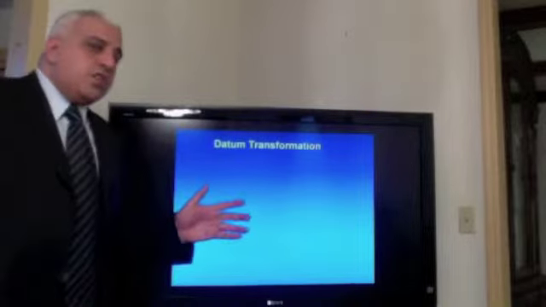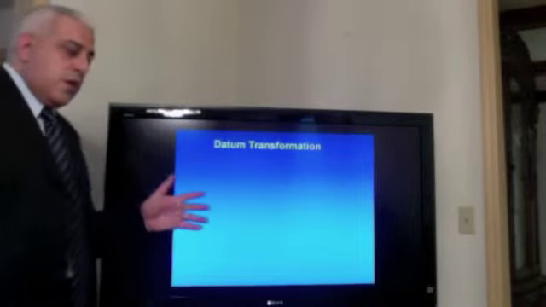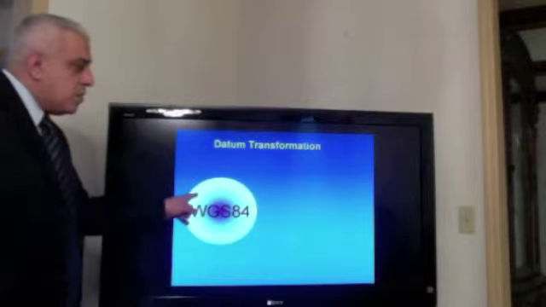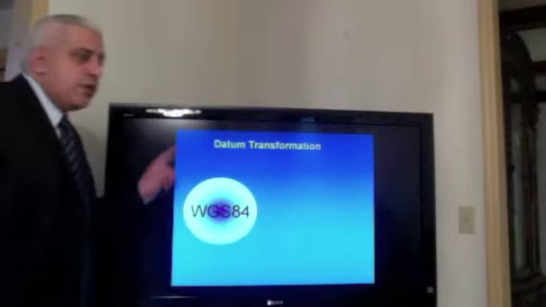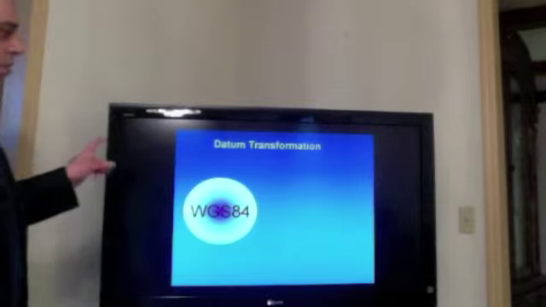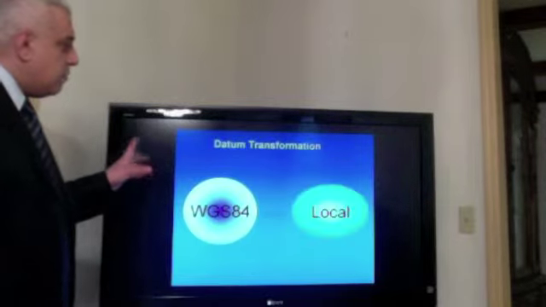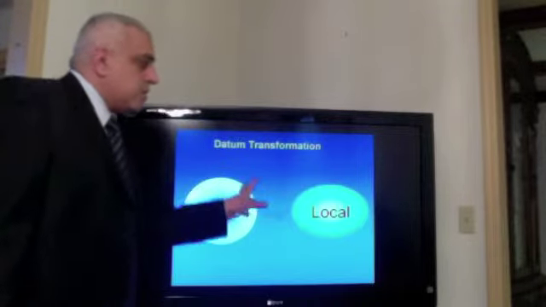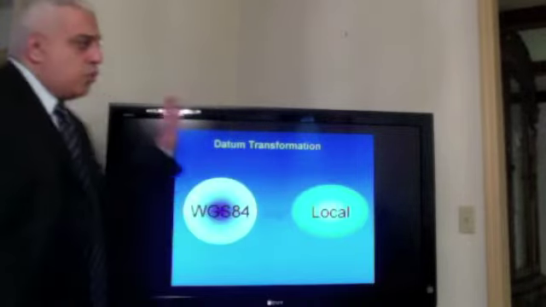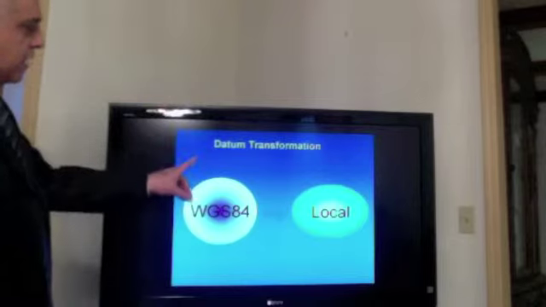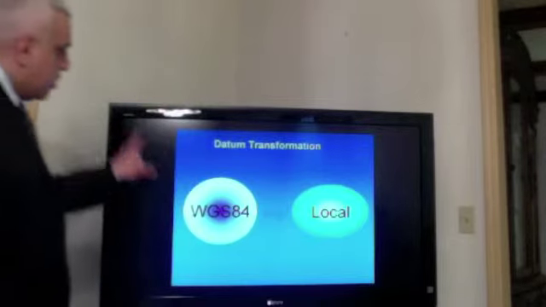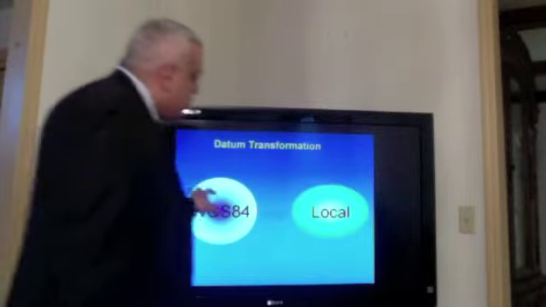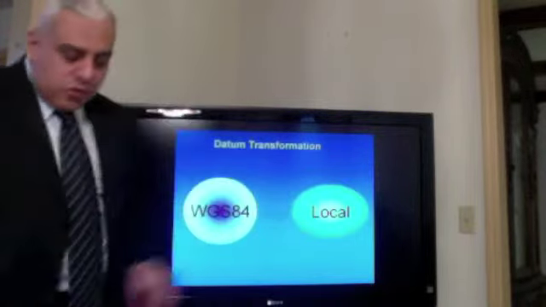Next step is the datum transformation. We know that GPS uses WGS84, and in the United States, or any state or any project, it has a local system. Let us talk nationwide. Nationwide, we use NAD83, and now we need to convert the GPS measurements from WGS84 to NAD83.